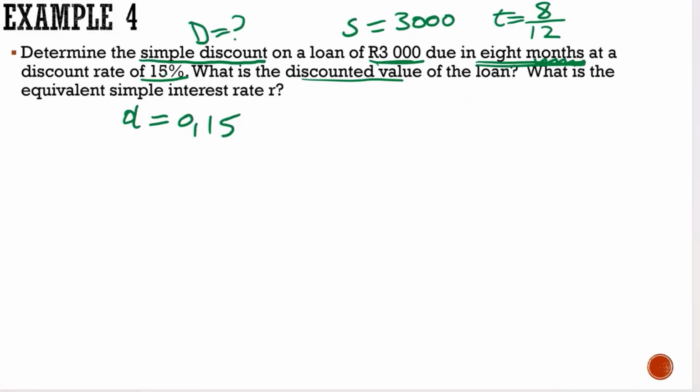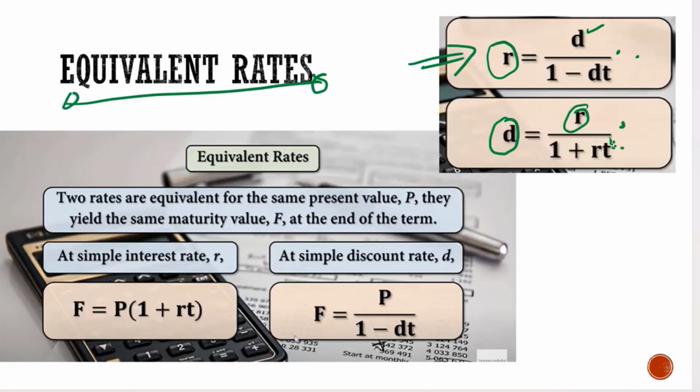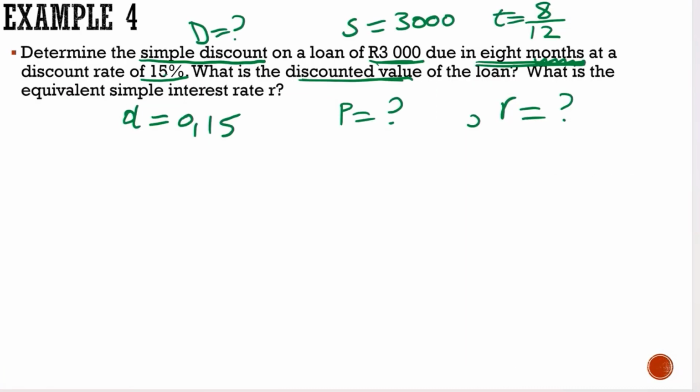Okay, so now here you are asked for a discounted value. That means we are looking for our P. Okay, that's what we are looking for. And also we are asked for an equivalent interest rate. So now once you see the words equivalent interest rate, we know that this is the formula that we are going to be using. Okay, this is the formula for an equivalent interest rate against the discount. So now there are two things here that we are going to be looking at. So now let us go and calculate our D.